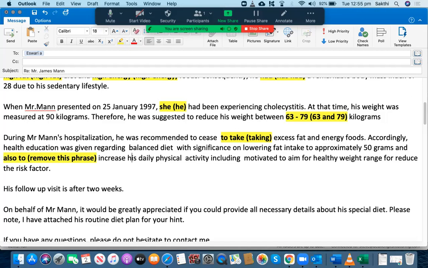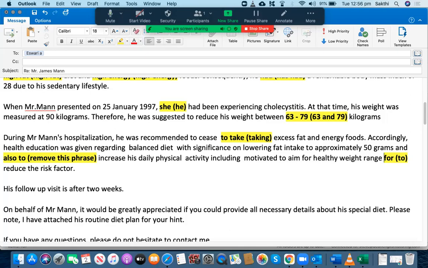Increase his daily physical activity, including motivated to aim for a healthy weight range for reduce the risk factor. Okay, let's go through this. So this one is going to be to reduce something, otherwise for reducing. So we have to use to plus verb or for and then verb plus ing. So for reducing or to reduce, only one of them is correct. You can't use for with the verb.